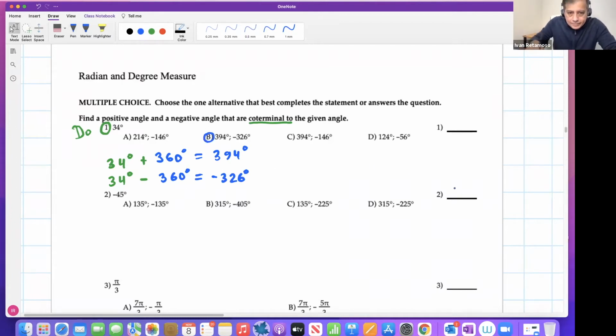You follow it? Try number two now. Number two now, similar. So try this, please. You need to find a positive coterminal angle and a negative coterminal angle. Follow the technique, right?